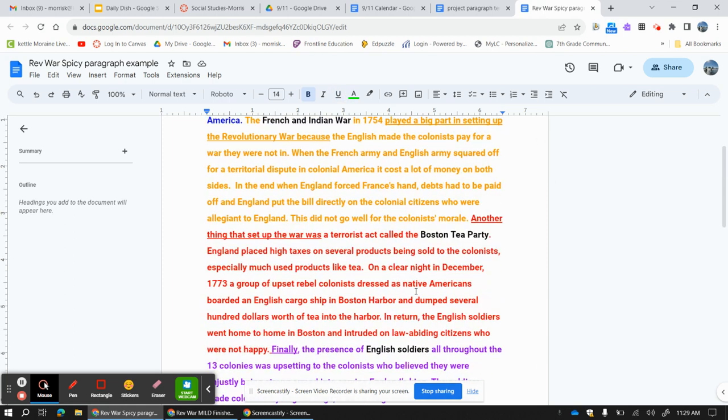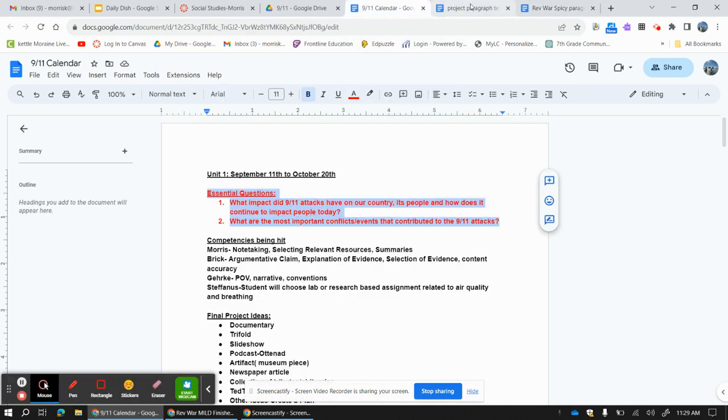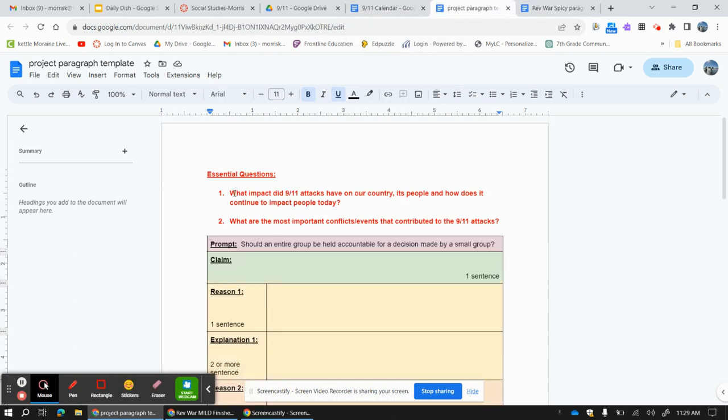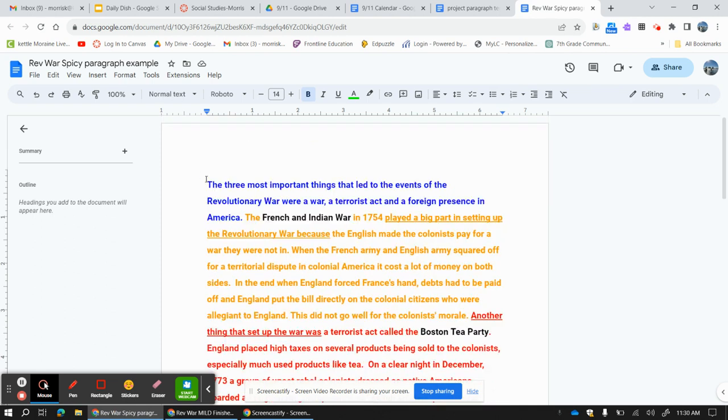So you're going to need three reasons, either for this prompt, what impact did the 9/11 attacks have on our country, its people, and how does it continue to impact people today? Or this prompt: what are the most important conflicts and events that contributed or led up to the 9/11 attacks? And notice that my thesis explained very generally what they were. The three most important things that led up to the events of the Revolutionary War were a war, a terrorist act, and a foreign presence in America. Now I have to explain all three.